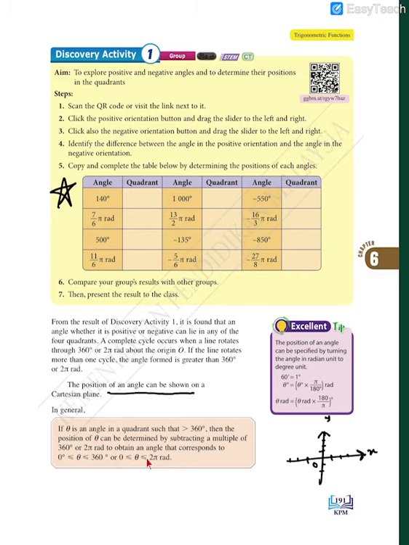What does this mean? It means we may have angle values larger than 360 degrees. Before this, when you learned angles, you only went up to 360 degrees. But for this topic, you can have angles of more than 360 degrees. So how do you find the position of theta? You can determine it by subtracting multiples of 360, or in radian, 2 pi radian, to obtain the basic angle that corresponds to our range between 0 and 360, or between 0 and 2 pi radian.